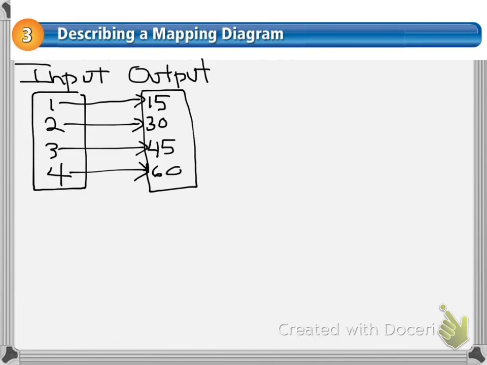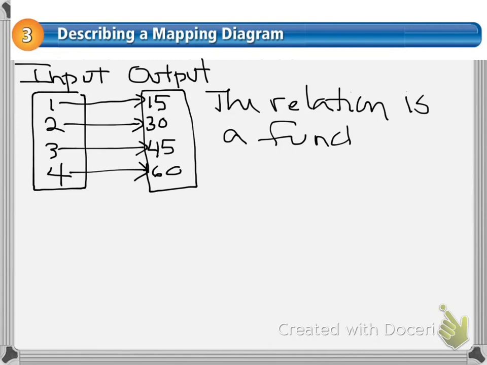In the last example, we're going to describe the mapping diagram. And as we look at this one, 1 goes to 15, 2 to 30, 3 to 45, 4 to 60, we can determine that the relation is a function.